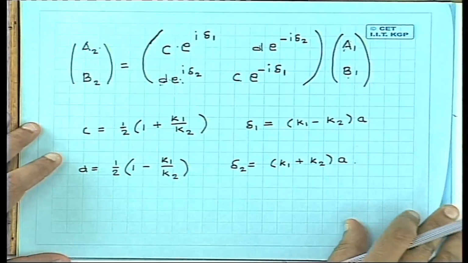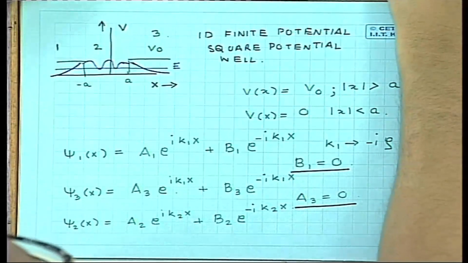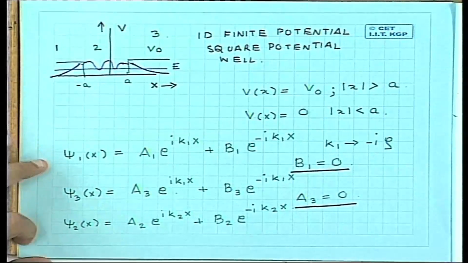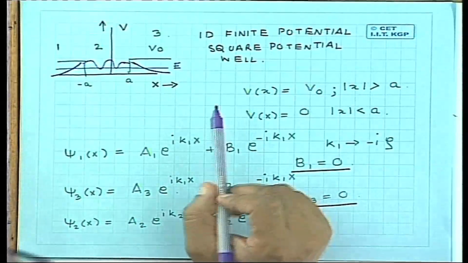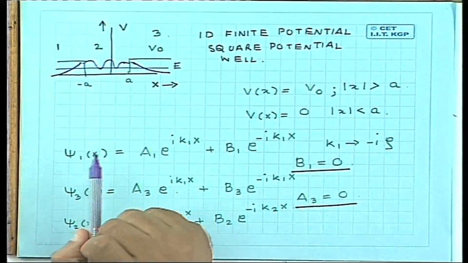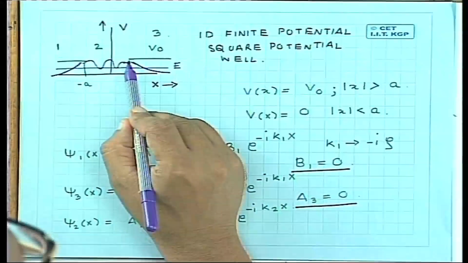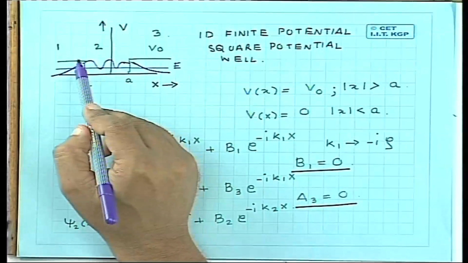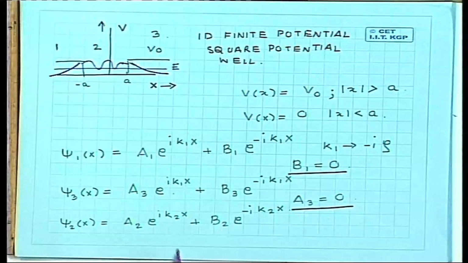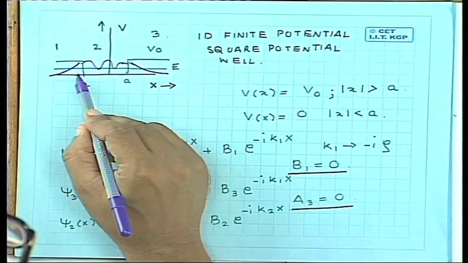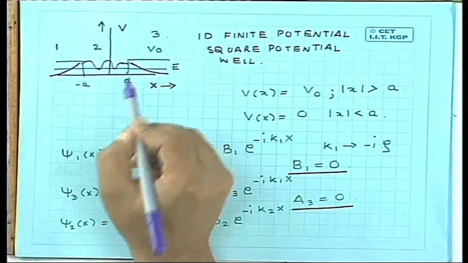Now, we want to apply all of this to the following situation. The situation is that there is a potential V naught extending from a to infinity and minus a to minus infinity. The region between minus a to plus a has zero potential.